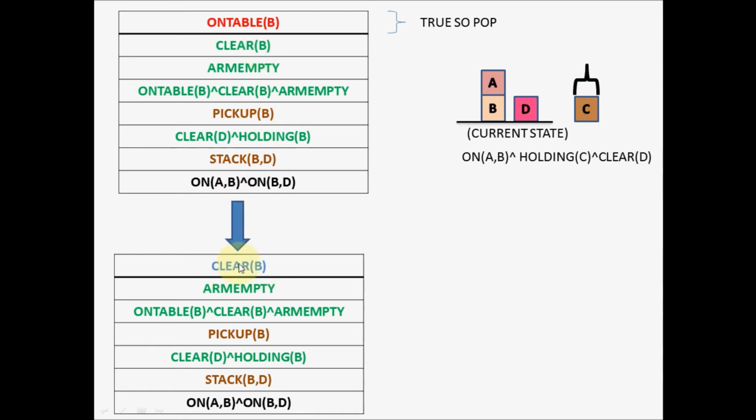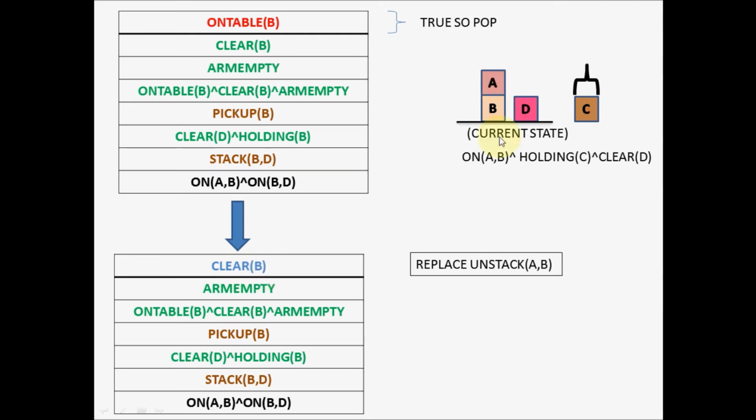Now again compare this with the current state. Is clear B true with respect to the current world? No, because A is there on top of B. That means clear B is not true. So now find out of those 4 actions, which action has in its add list one of the predicate as clear B. Okay, so you will notice that if you take the unstack A comma B action, then in its add list you will have a predicate called clear B.